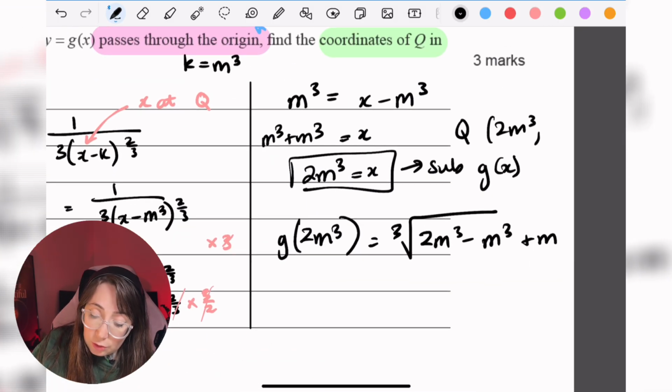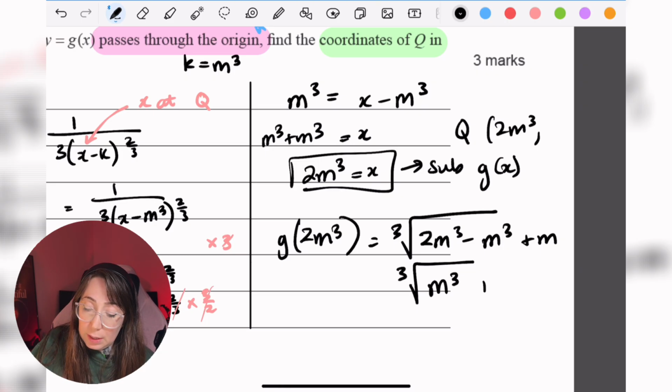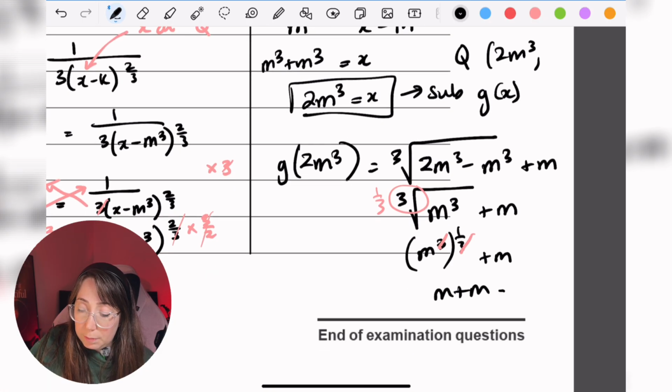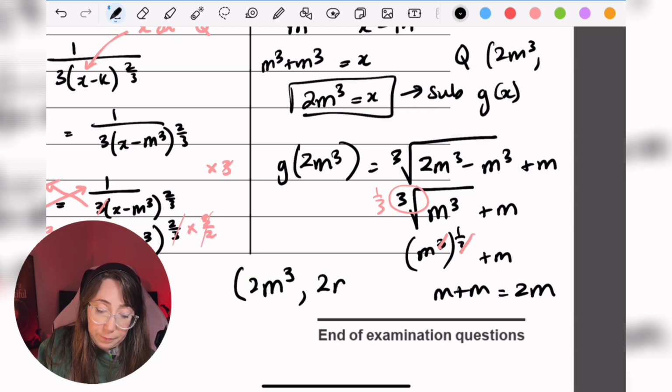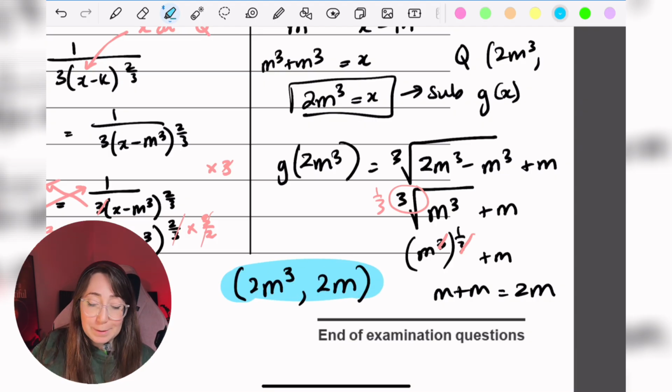Not too much I can do here other than 2m cubed minus m cubed is going to be just m cubed plus m. Now, keeping in mind, this is a third. So if we've got m cubed to the power of a third plus m, these will cancel out. So we'll end up with m plus m, which is equal to 2m. So that there is going to be the y value. So our final coordinate is 2m cubed and 2m. I'll just highlight that for extra emphasis.